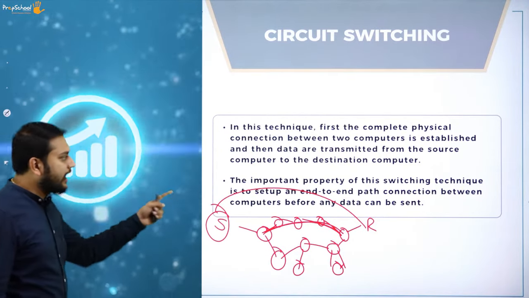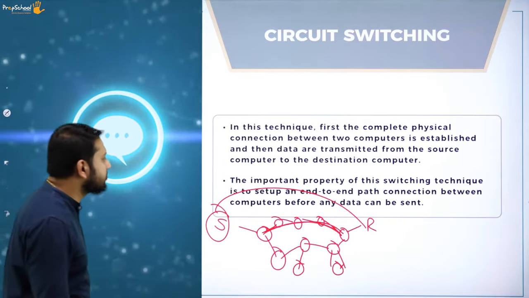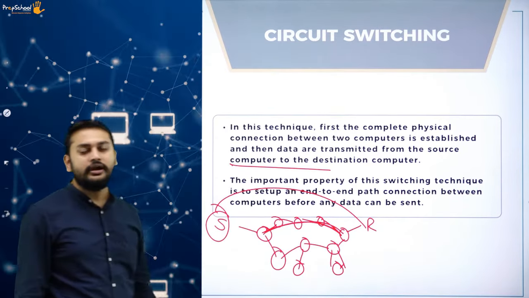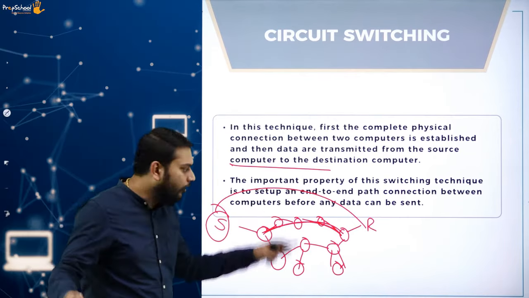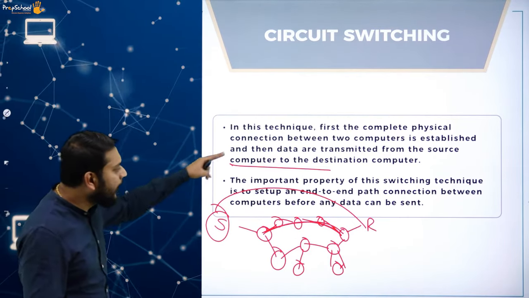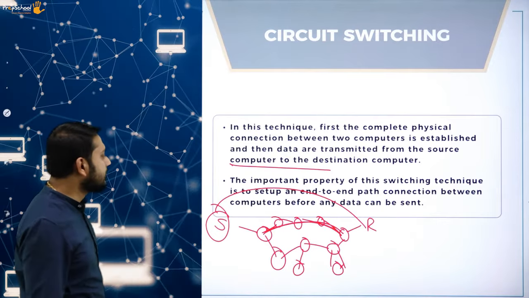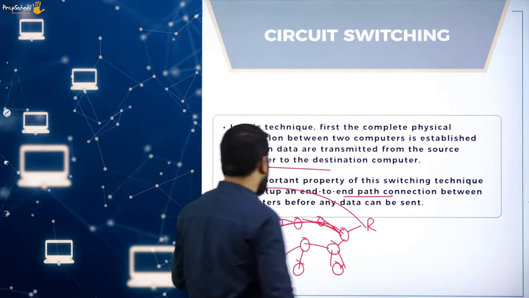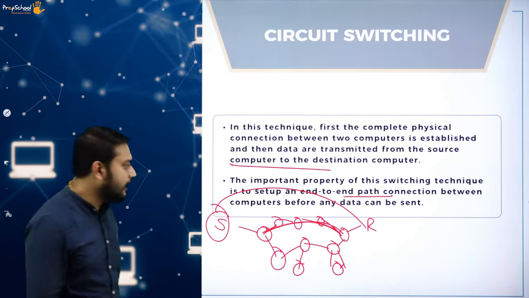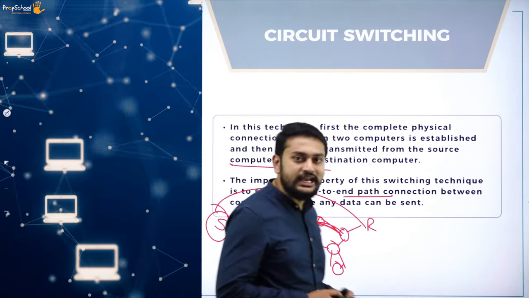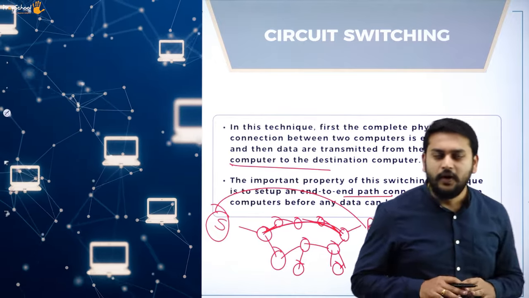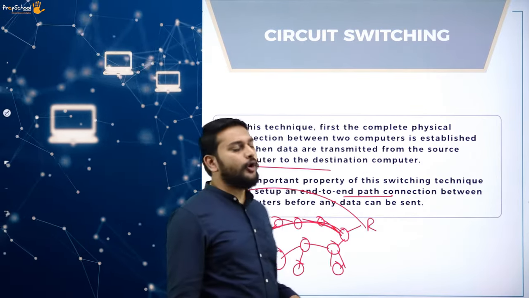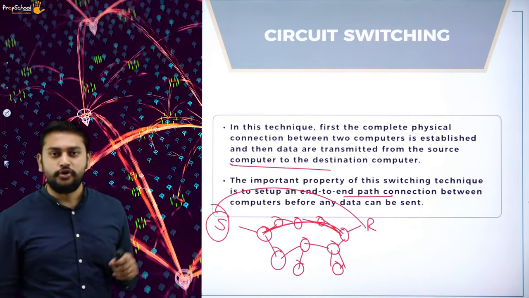All right, the data can be transmitted once the source computer is ready to send the data to the destination computer, that we have already discussed. The important property of the switching technique is to set up an end-to-end path connection between the computers before the data can be transmitted or sent. Hope you understood what exactly circuit switching is all about.